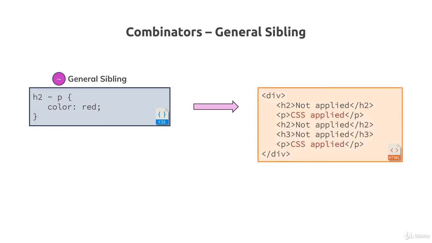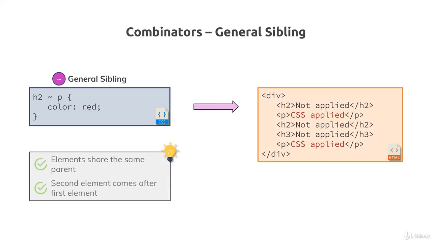Here, all paragraphs get the red color, even though the second one doesn't directly follow a h2 tag. For the general sibling, it's only important that there is a h2 sibling. Doesn't have to be directly in front of it, just a h2 element on the same level as the paragraph in this case. This is the general sibling. So important thing here, you have to have the same parent, and the second element comes after the first one, but it doesn't have to come directly after it.